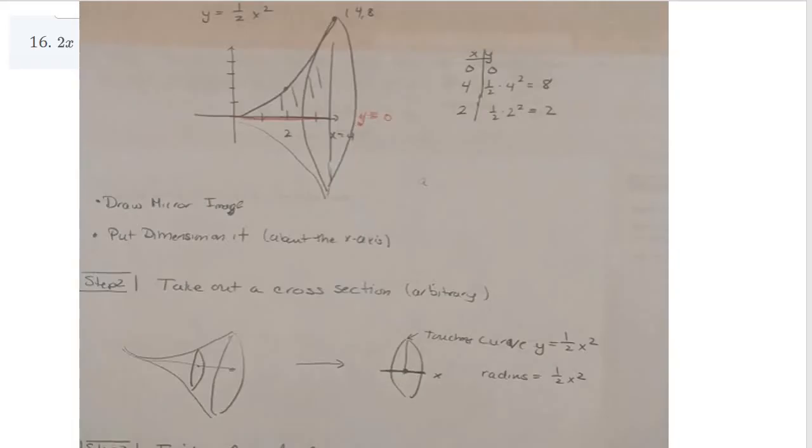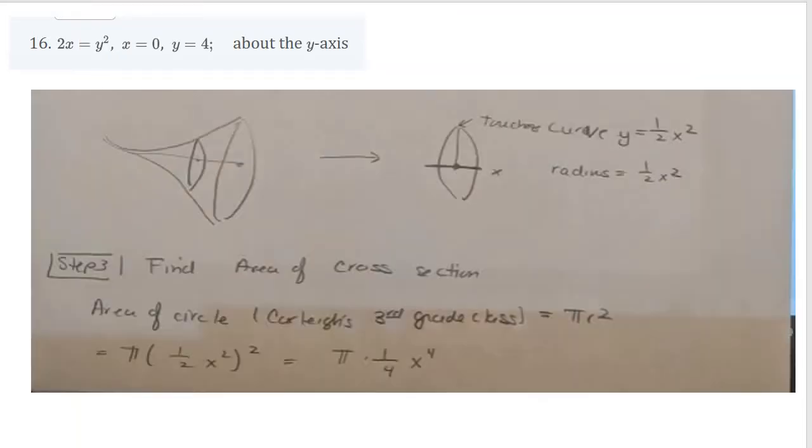Next step is I take a cross section. So if I cut that open and looked at the insides, what I'd see is a circle. If I take that circle out to the side, at the center point it's touching the curve. So the radius of this is going to be 1/2 x squared. It's the function. And then next step is to find the area of the cross section. As Carly's third grade class teacher said, it's pi r squared. Pi and the r is 1/2 x squared, squared. So I get 1/4 x to the 4th.